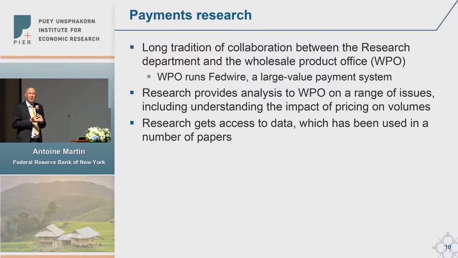So again, Fedwire is the US large value payment system, and that's operated at the New York Fed by the wholesale product office. And so we've, over time, provided analysis to the WPO on a range of issues, such as understanding the impact of pricing on volume and a lot of other things. And what we get in exchange for working with them, well, of course, we get to understand how their business works, and we get to understand some important things about payments, but we also have data. And that data has been tremendously useful, used in a lot of papers, and generally useful for us to better understand the way the payment system works.